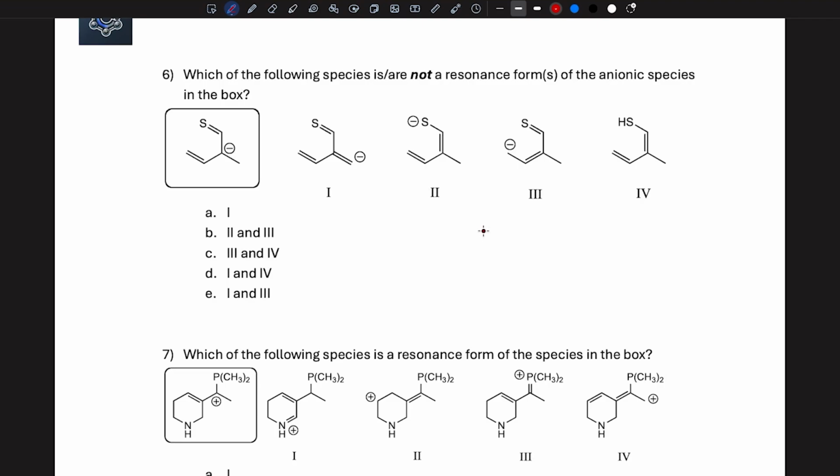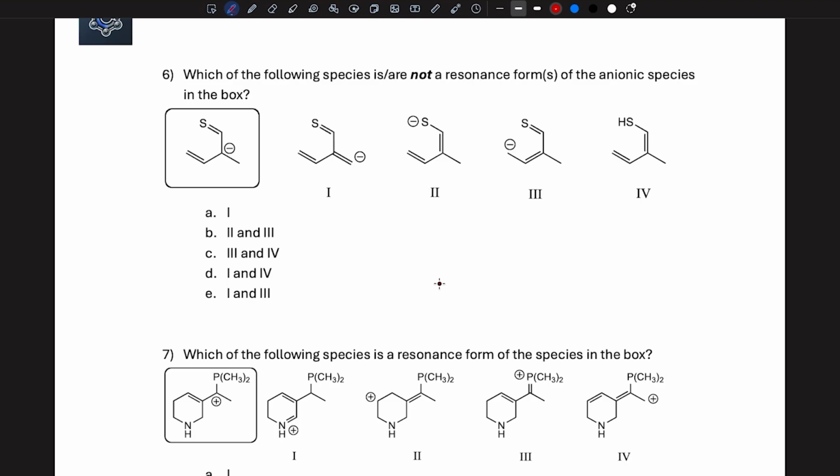Now the first thing I like to check is my first rule of resonance. The first rule of resonance is that we only move electrons and we don't move atoms. And so I really like to right away skim all my structures and make sure that we didn't add any atoms or move any atoms where they don't belong, right? Because we shouldn't be moving any atoms.